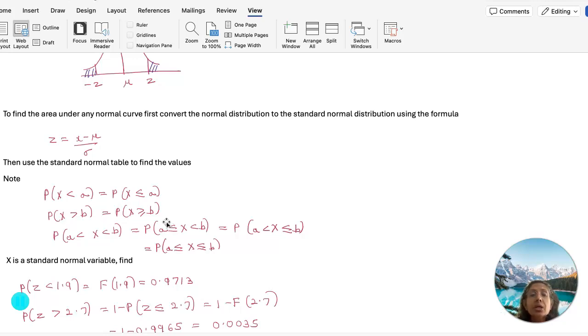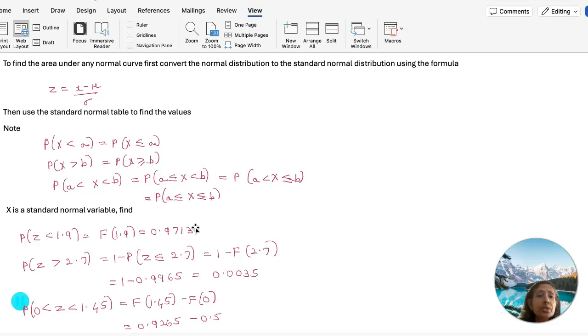I have not taken a printout of that in this video, but you can go online and check any normal distribution table and see how to solve problems. So we start with a few problem solving. X is a standard normal variable. Find the probability that Z less than 1.9.